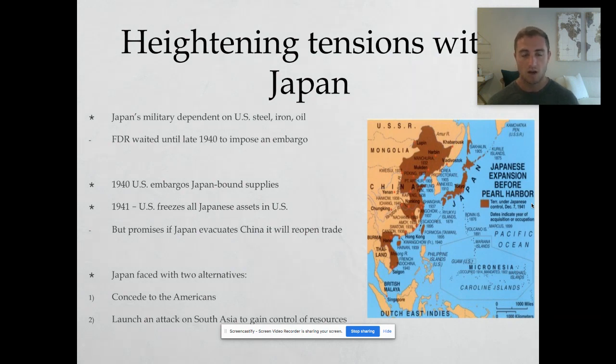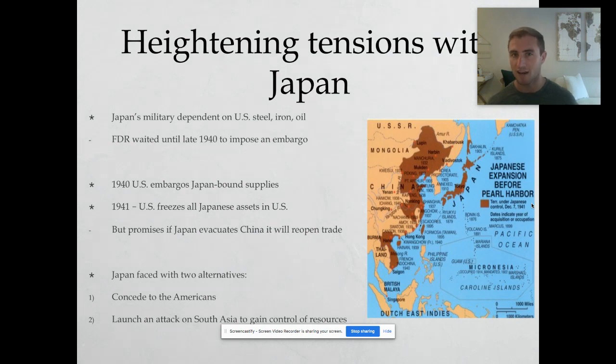And so we have two alternatives, right? The Japanese can either say, okay, we will leave China as you are asking us to do so that we can continue to receive Western oil and natural resources, or they can attack all of the lands in the Pacific that have all of these resources and acquire them for themselves. And that seems like a big ask, because we have some of the most powerful Western European countries and the United States in the Pacific.